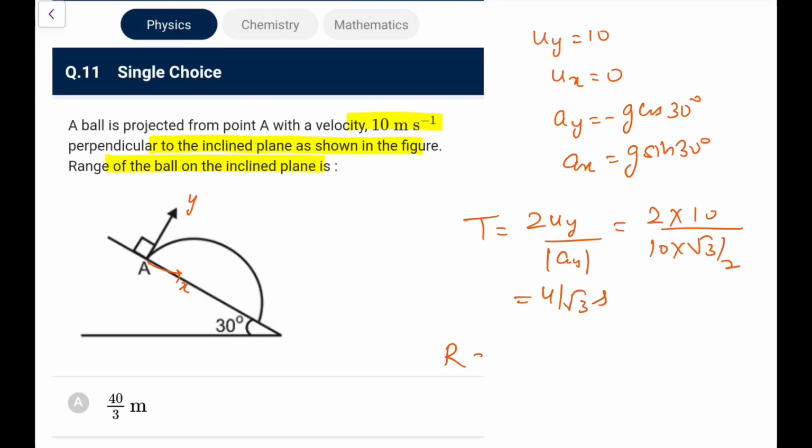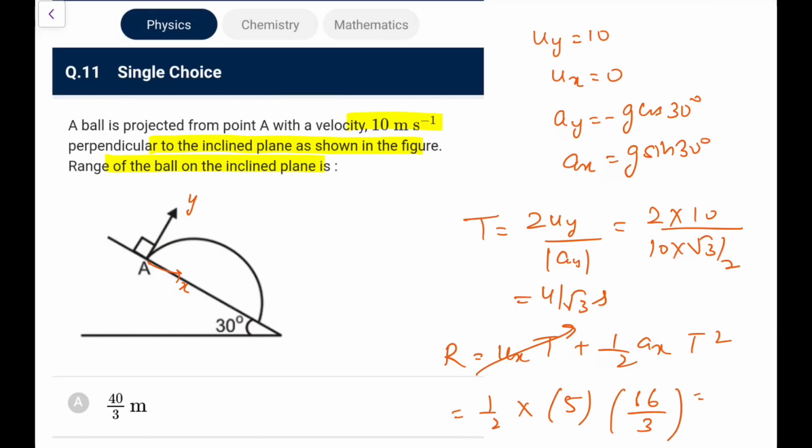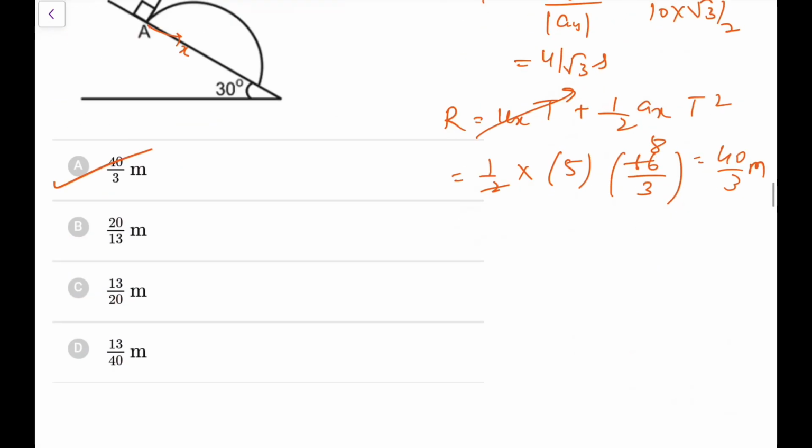Now the range will be ux t plus half ax t square here, because acceleration is also in x, ux is 0. ax is g sin 30, that will be 10 into 1 by 2, 5 t square would be 4 square, which is 16, root 3 squared is 3. So it is 8, 5 8s are 40 by 3 meters. I can go for option A. Next one.